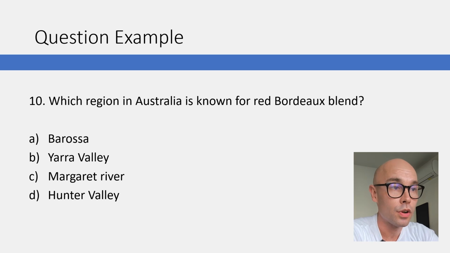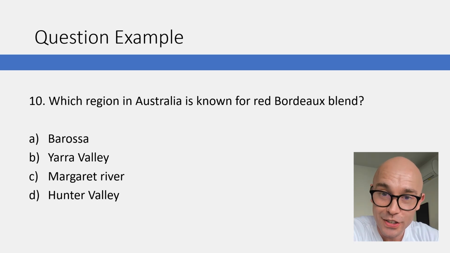Which region in Australia is known for Bordeaux blend? Barossa, Yarra Valley, Margaret River, Hunter Valley. The correct answer is C, Margaret River. Let me know how well you did.